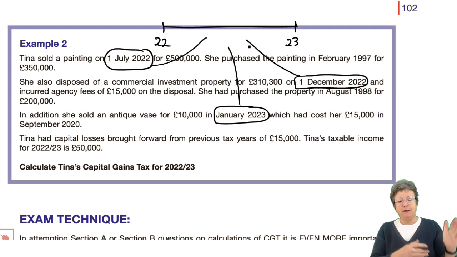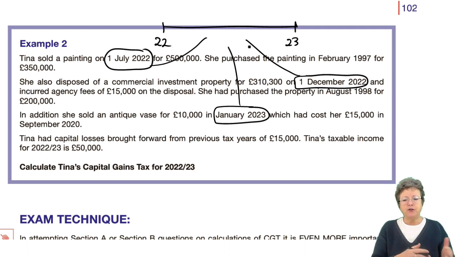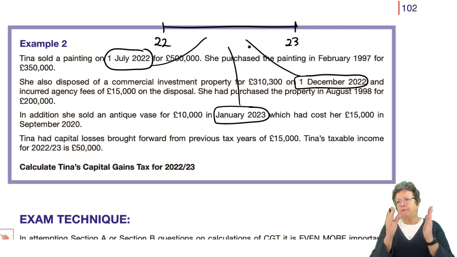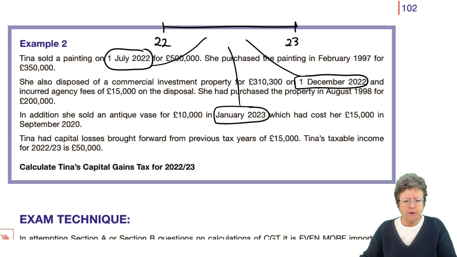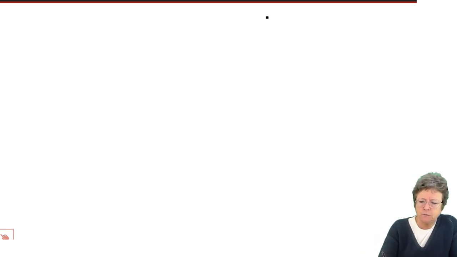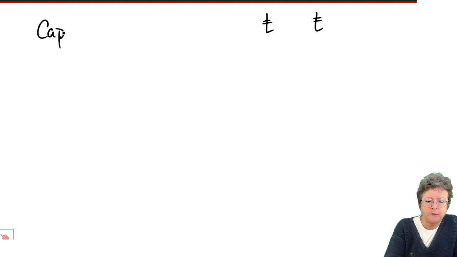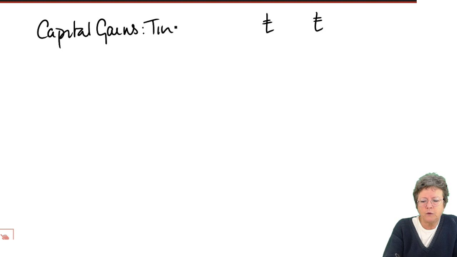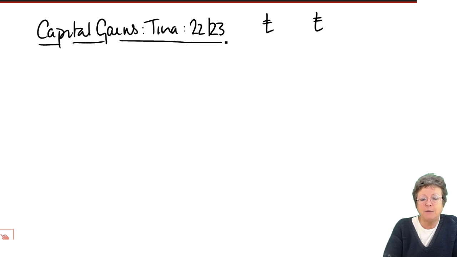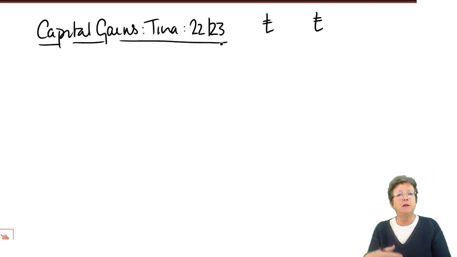Now, when you have a list of things like this, I would suggest that you set up the pro forma first with all the headings, and let's do that. So we need several headings. So this is her capital gains for Tina for 22-23. Important to put your headings in so that the examiner knows exactly what you're doing. They can find their model answer that matches yours. Hopefully it'll look exactly the same.